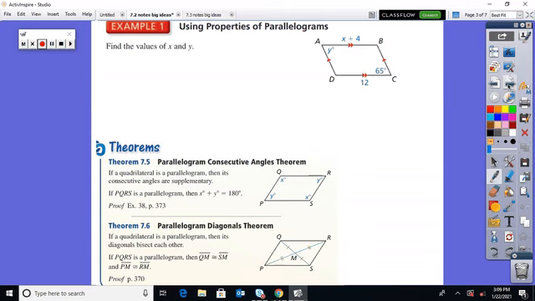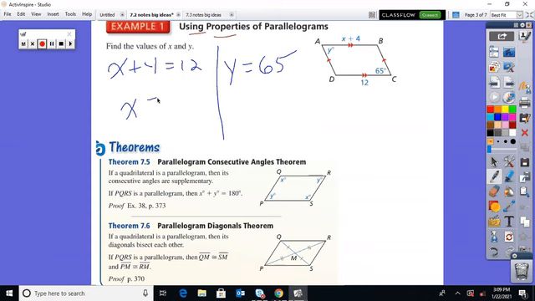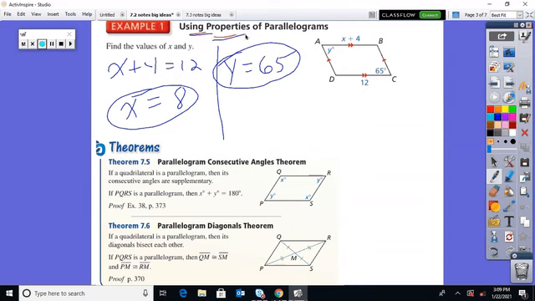All right, now, here are the main questions from this section. The first one, using the properties of the p-grams, we've got the opposite sides being congruent, so I can just simply set x plus 4 equal to 12. And then the opposite angles are congruent, so I can set y equal to 65. Subtract 4 on both sides. X is 8, y is 65, and that is a great example of how you can use the properties of parallelogram. Two more theorems coming at you.